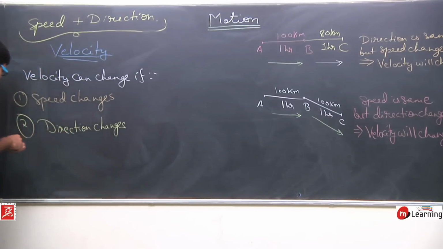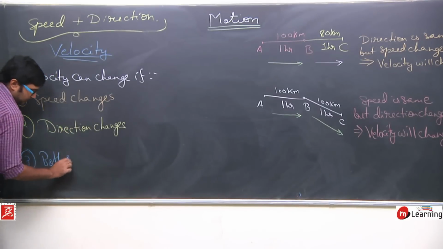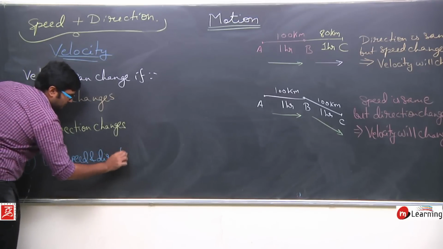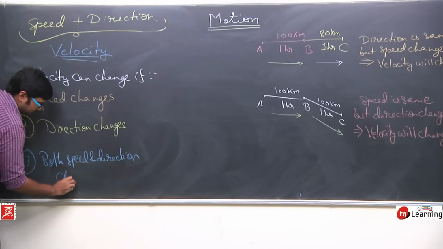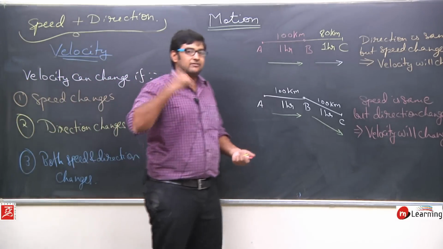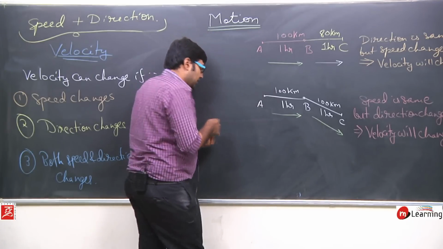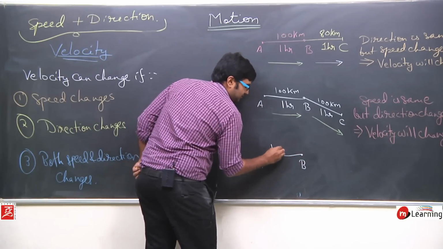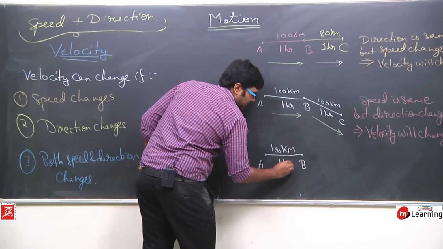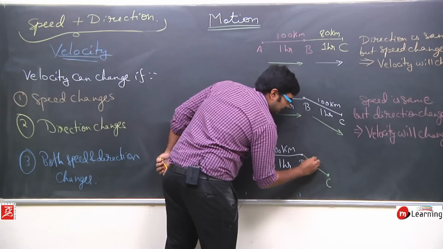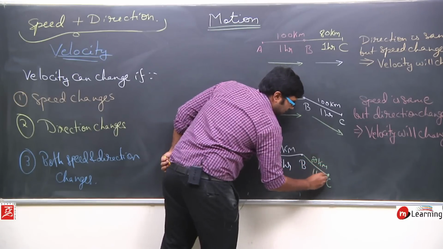Okay, then the third case we can have, both speed and direction change. If both the speed and direction change, then what will happen? Definitely the velocity is going to change. For example, I traveled from point A to point B, let's say 100 kilometers in 1 hour, and then I traveled from point B to, let's say, point C, 80 kilometers in the next 1 hour.